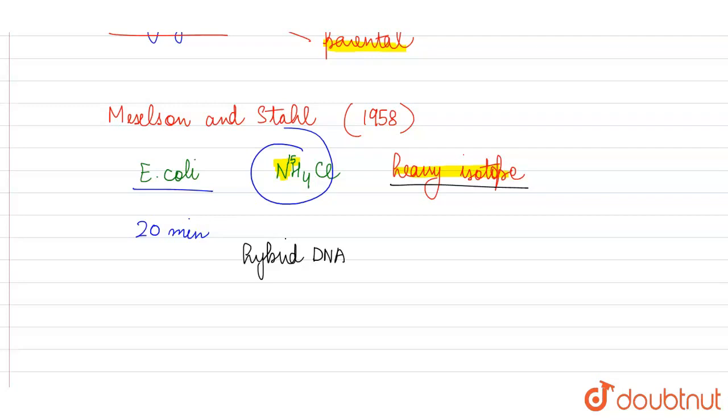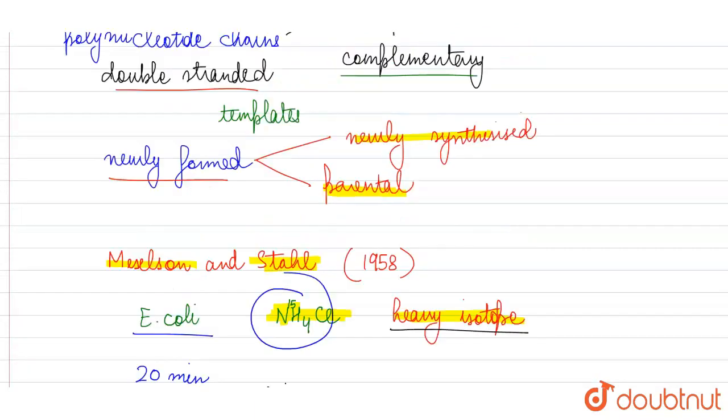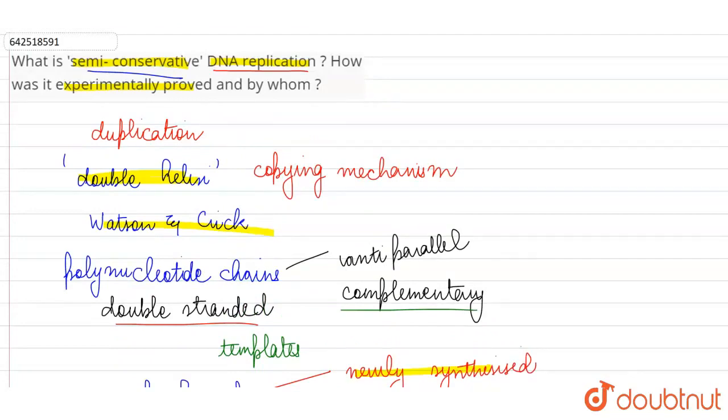Similarly, after 40 minutes, we observed that once again DNA has been replicated, and half of the E. coli bacteria contain hybrid DNA and the rest of them had normal DNA, because now there was no N15, there was no heavy isotope in the medium on which they were growing. So this experiment conducted by Meselson and Stahl was the experimental proof for semi-conservative DNA replication.